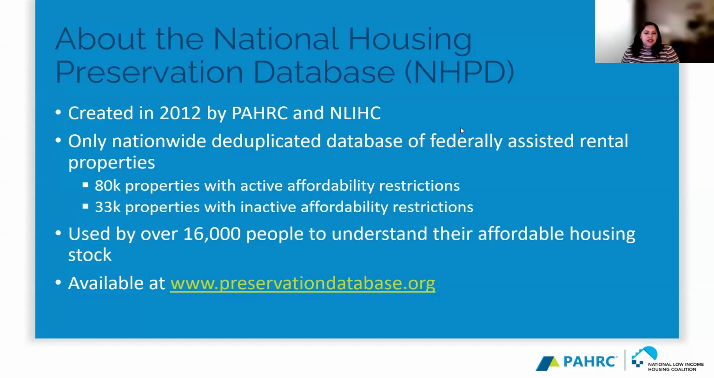Currently in the NHPD, we have information for 80,000 active properties with affordability restrictions currently in place and 33,000 former properties whose affordability restrictions have expired or lapsed for various reasons. It has been used by over 16,000 people since it was started, and it is free to access for most users. Next slide, please.